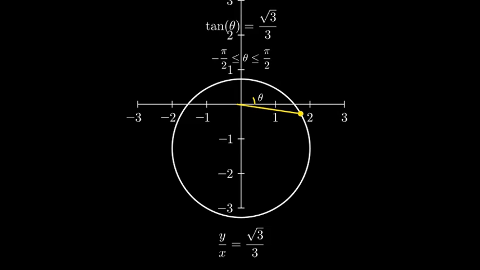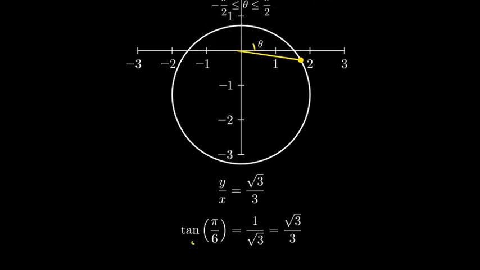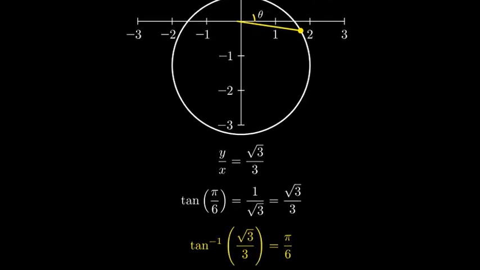From our knowledge of the unit circle or special triangles, we know that tangent of pi over 6, or 30 degrees, is equal to 1 over square root of 3, which simplifies to square root of 3 over 3. Therefore, the inverse tangent of square root of 3 over 3 is pi over 6 radians, or 30 degrees.